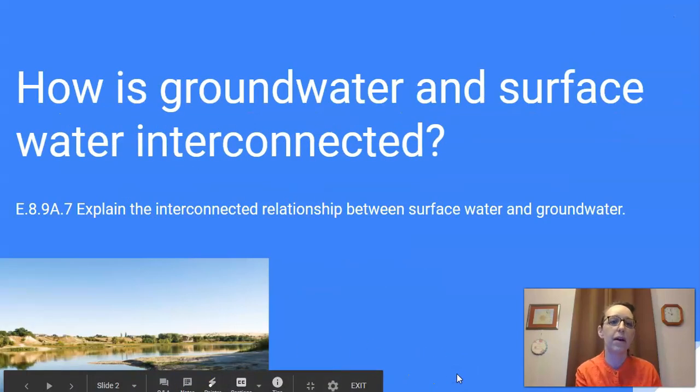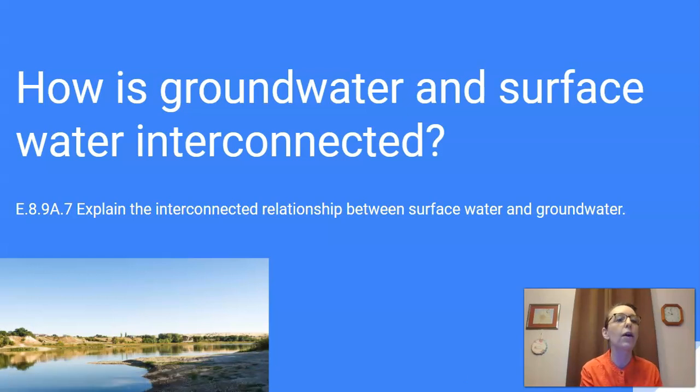All right, today we're going to talk about groundwater and surface water. So we're looking at our main question: how are groundwater and surface water interconnected? Our objective is 8.9A.7. We're going to explain the interconnected relationship between surface water and groundwater.